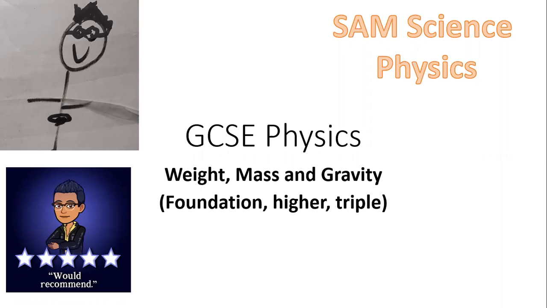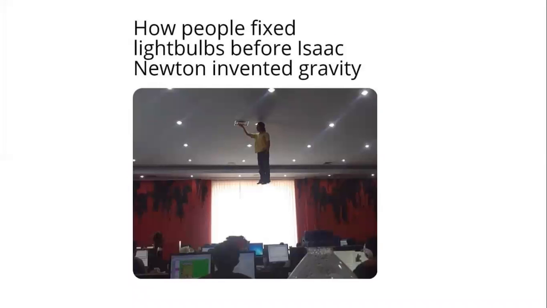So let's get cracking. So first of all, in case you didn't know, this was how people used to fix light bulbs into ceilings before Newton came along and invented gravity. This is actually a true story, and this is actually a real picture that's been taken. So it's not fake, it's actually real.